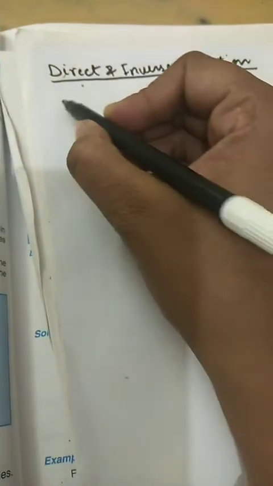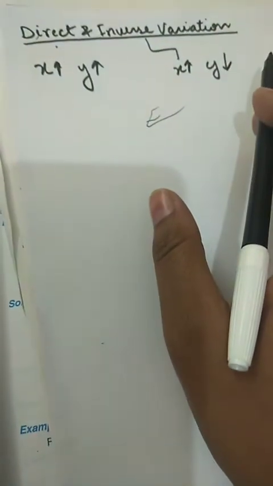Now, direct variation means if the value of x is increased, the value of y also increases. And inverse variation means if the value of x is increased, the value of y decreases. This is the difference between direct and inverse variation.